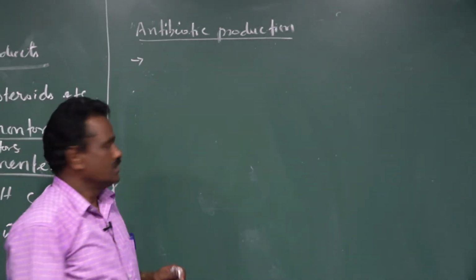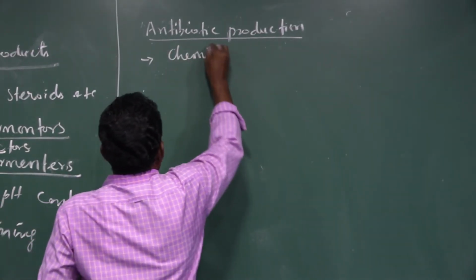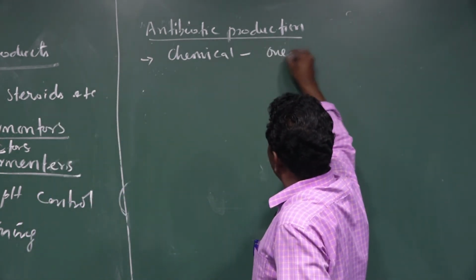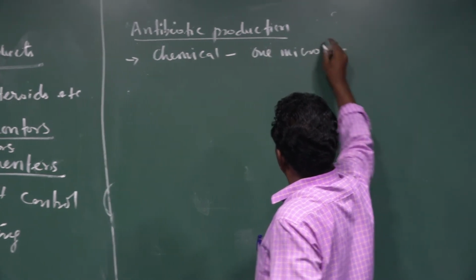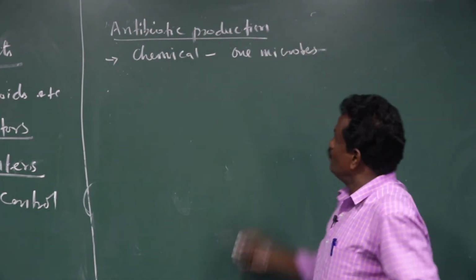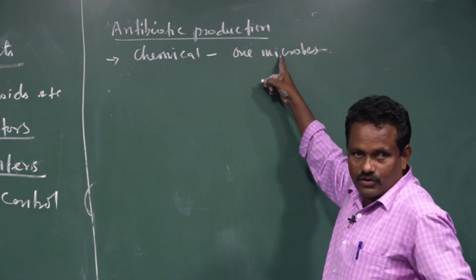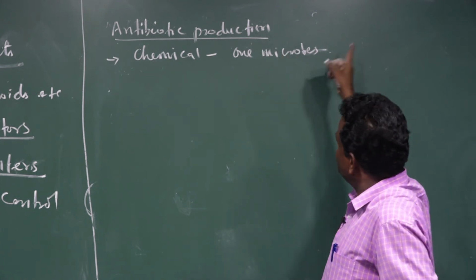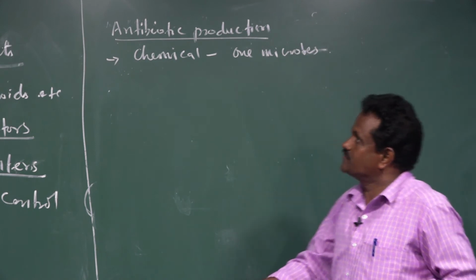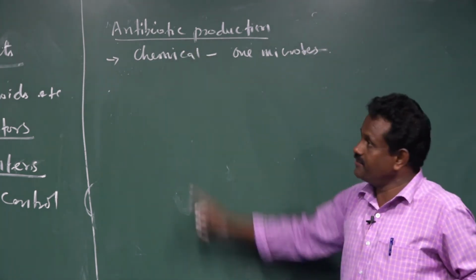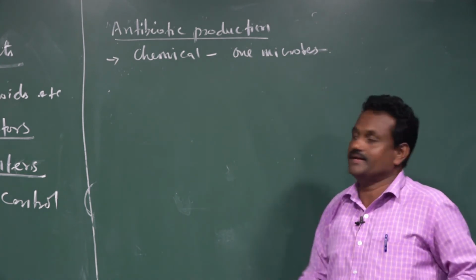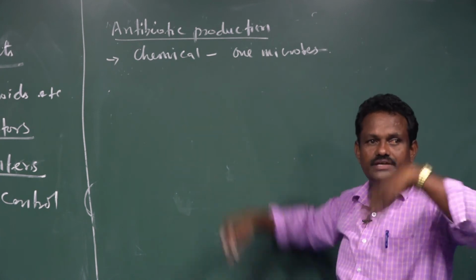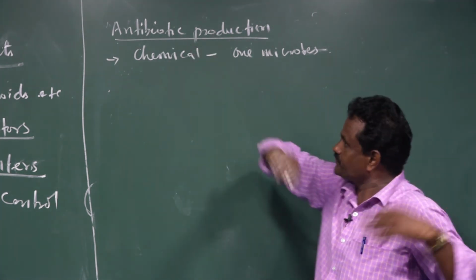Antibiotics are chemical substances produced by one microorganism which inhibit or prevent the growth of another kind of microorganism. Antibiotics are a biological product. It is a chemical substance produced by one microorganism and inhibits the growth of another kind of microorganism, which is called an antibiotic.